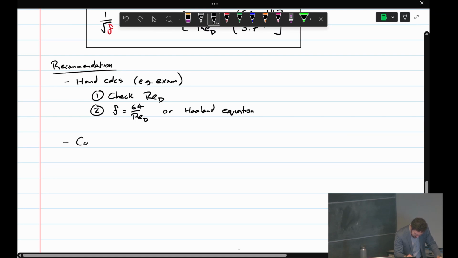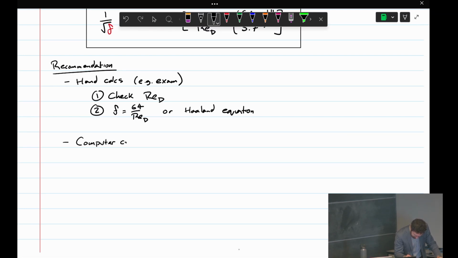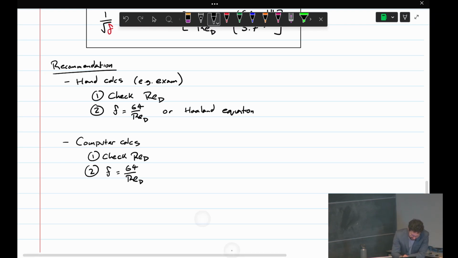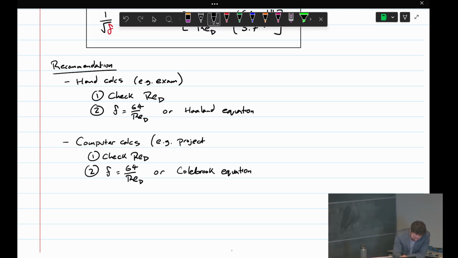But when you have access to a computer, you should again check the Reynolds number first, and then use 64 over Reynolds number. Again, that's only for turbulent flows. That's why we're checking the Reynolds number, or the Colebrook equation. So, for example, on your project, you should be using the Colebrook equation, so you guys learn how to do those iterations.